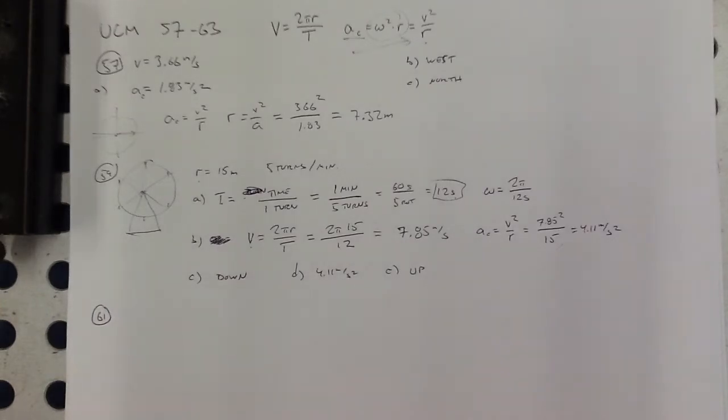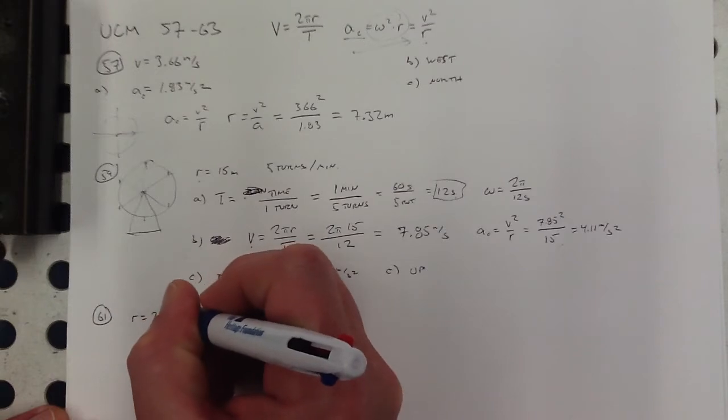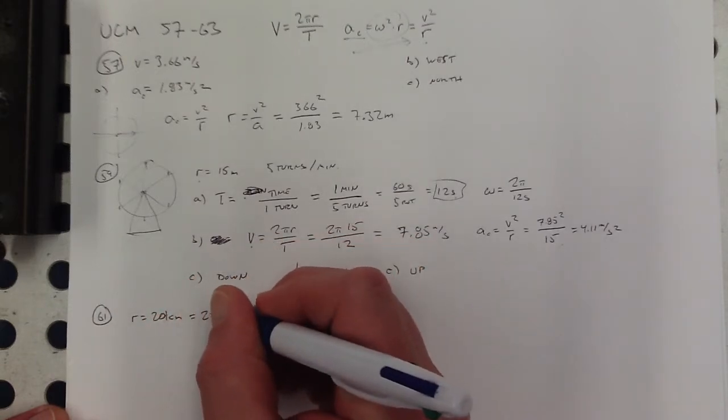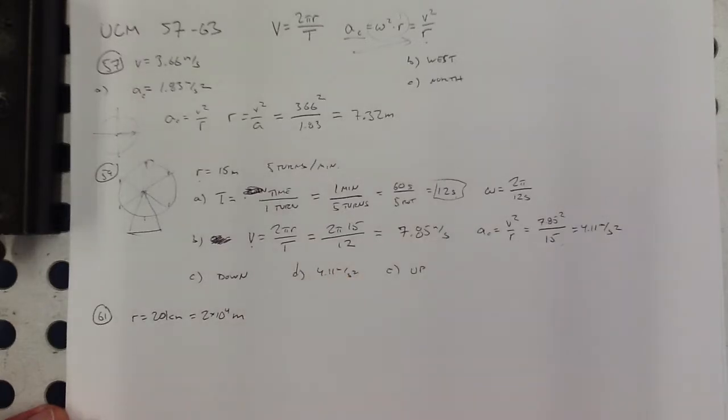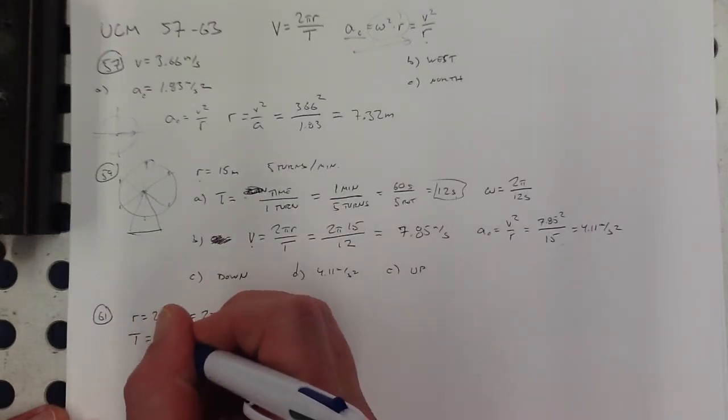61. When a large star becomes a supernova, its core may be compressed so tightly that it becomes a neutron star with a radius of about 20 kilometers. If a neutron star rotates once every second, yikes. What is the speed of a particle on the star's equator? Okay, so it has a radius of 20 kilometers, which is 2 times 10 to the 4th meters. And it rotates once per second, so the period is 1 second.